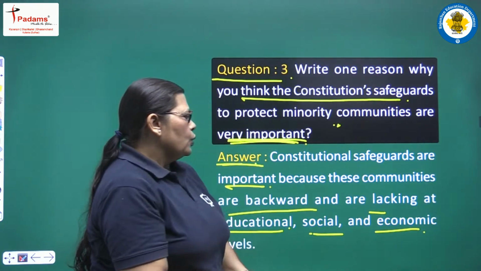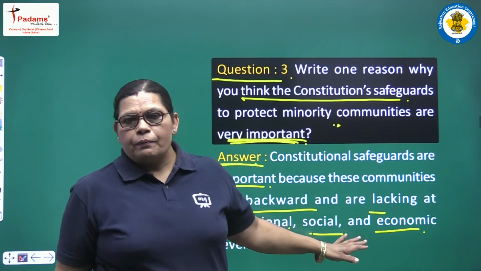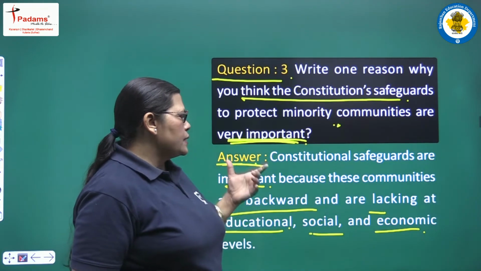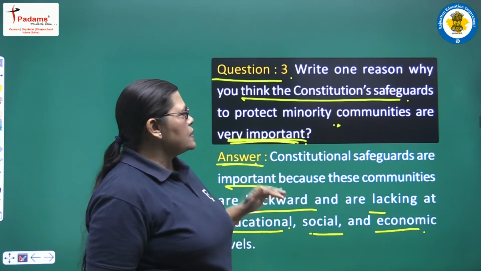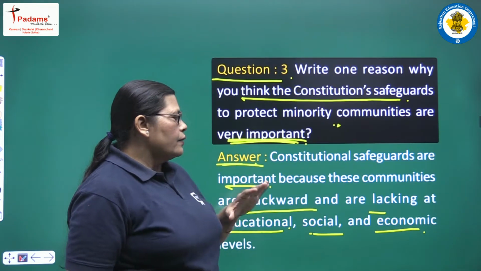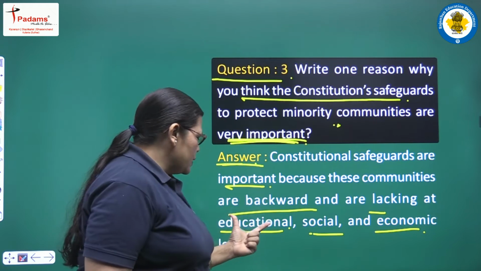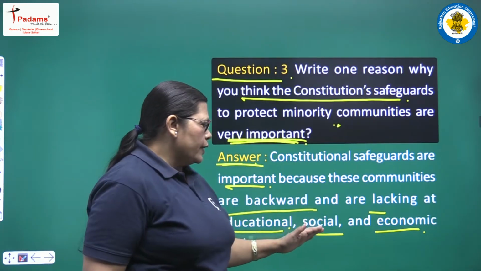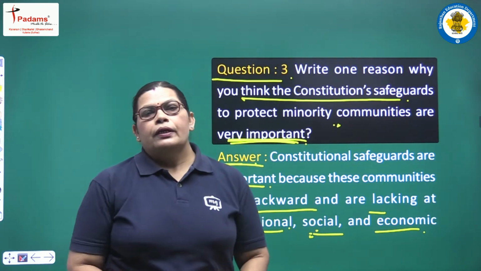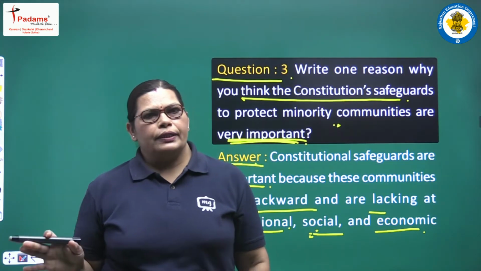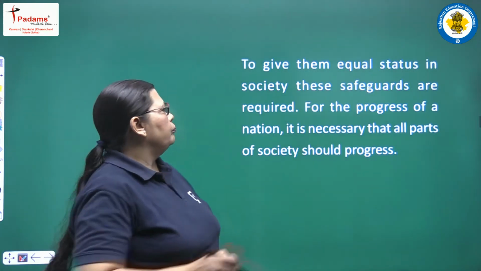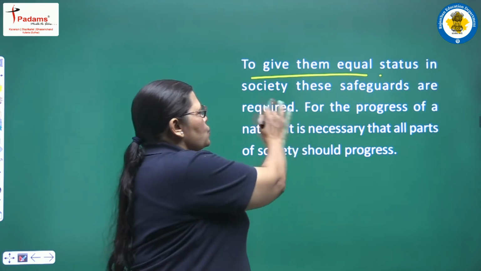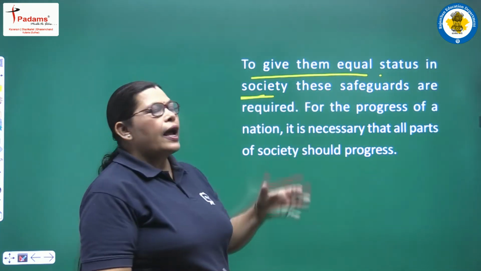Okay, so with these three criteria, they notice that these Adivasis, these marginalized communities, are very backward. For what reasons? For the purpose of education. Less education was there, and social and economic development is also not noticed in these minority communities. To give them equal status in society, these safeguards are required.